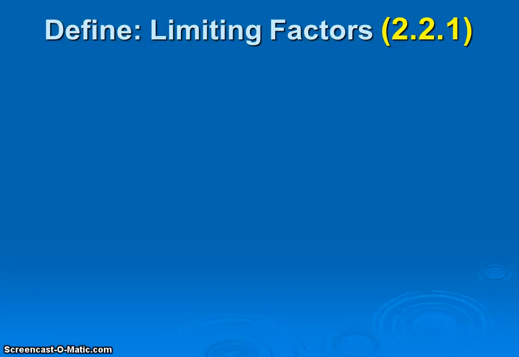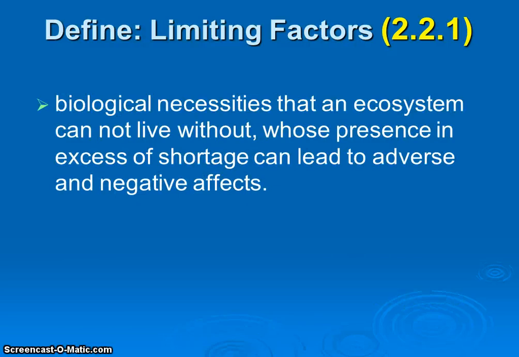Next, let's talk about the limiting factors that can occur in an ecosystem. These are, defined by IB, the biological necessities that an ecosystem cannot live without, whose presence in excess or excess shortages can lead to adverse or negative effects in creatures.